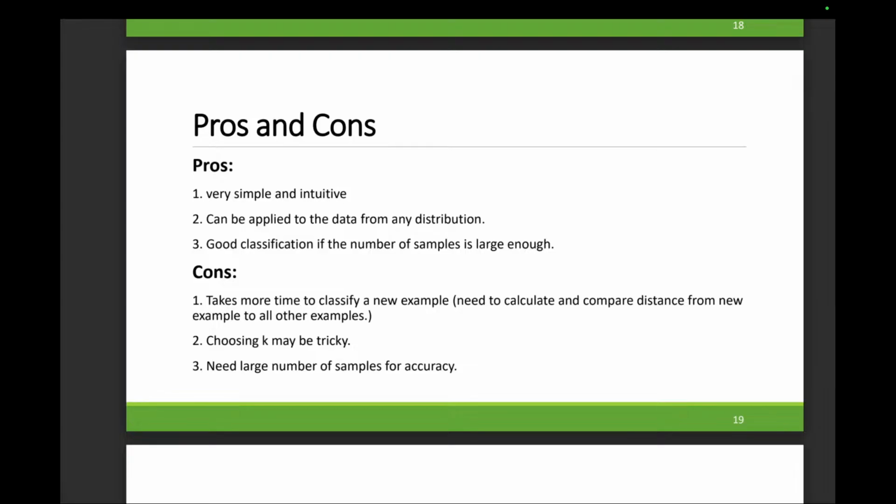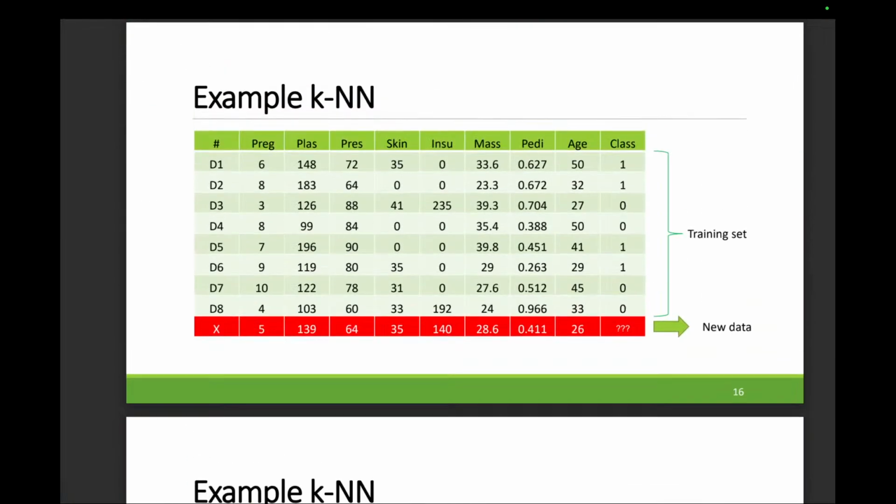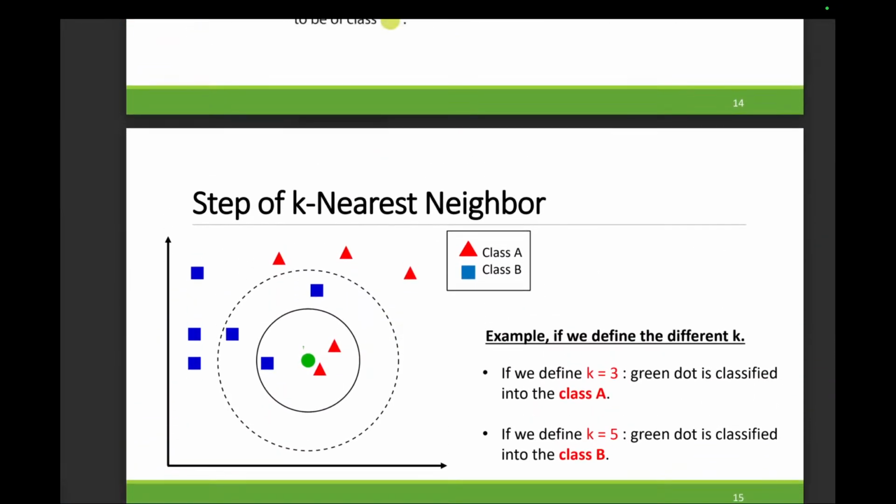And choosing K may be tricky. You have to find ways to select the suitable K before using the model. And give the large number of the data set for high accuracy. As we notice, we usually define the number of K as an odd number, not an even number.